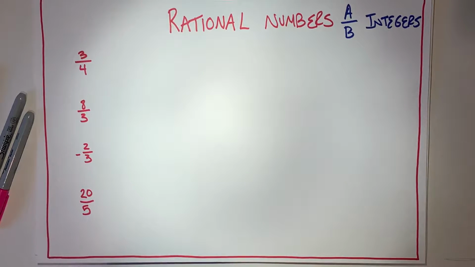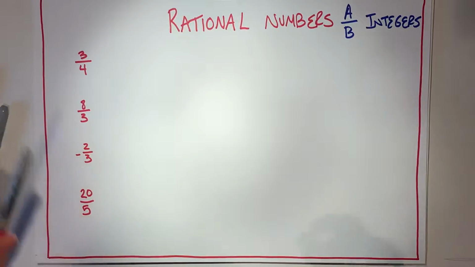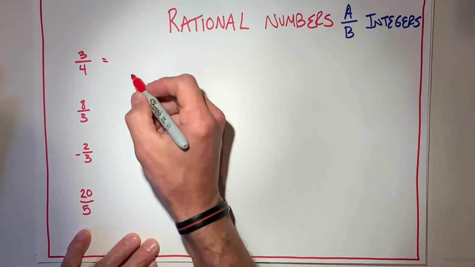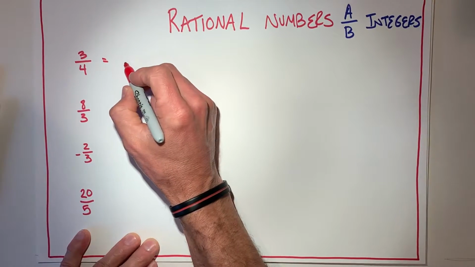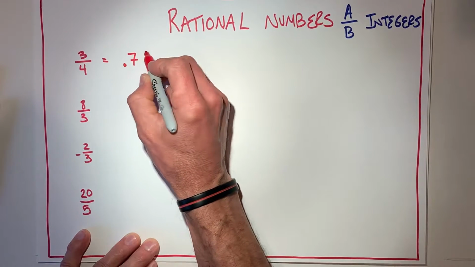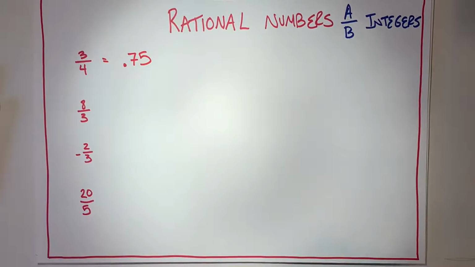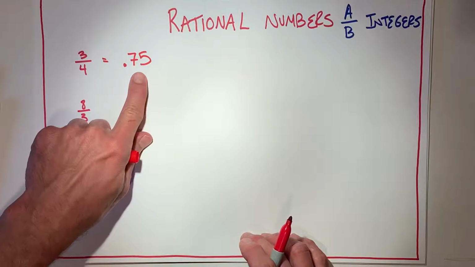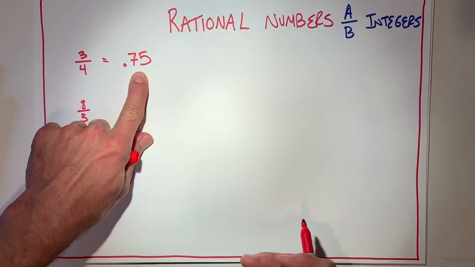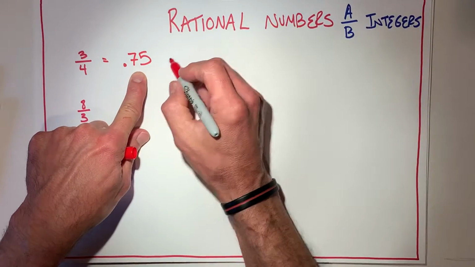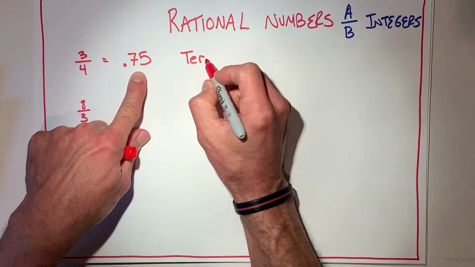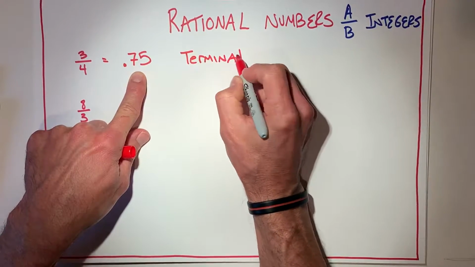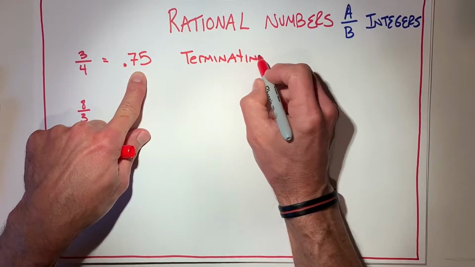Now let's stick with the common color here. Let's also realize that 3/4, you could probably tap into your previous knowledge. You know that 3/4 is the same as 0.75. What that tells me is if 3/4 is rational, this must be rational also. And that brings us to our first piece. This is called a terminating decimal.